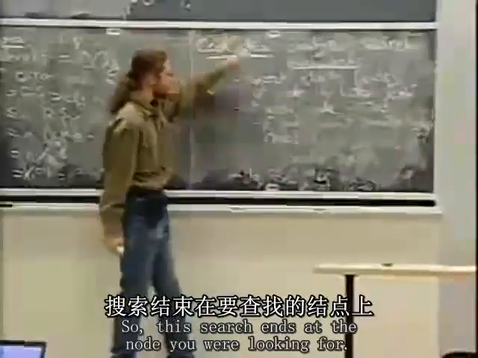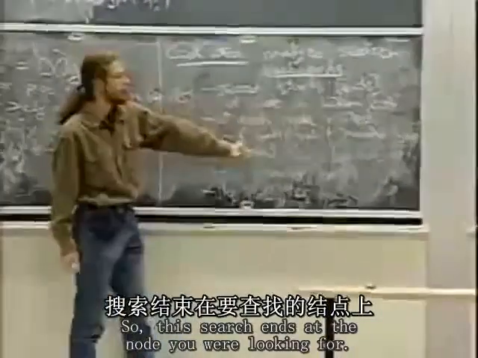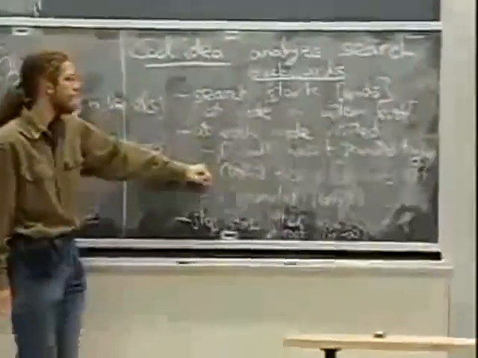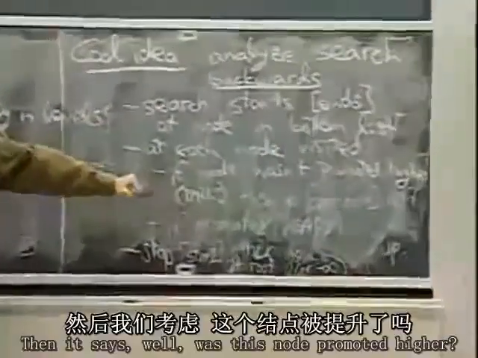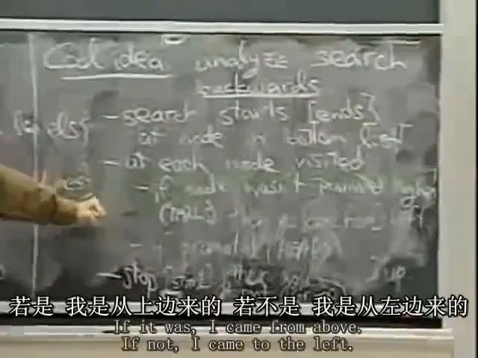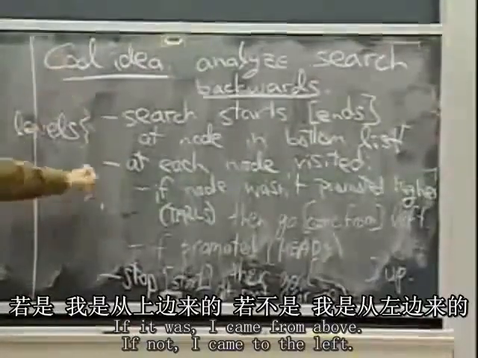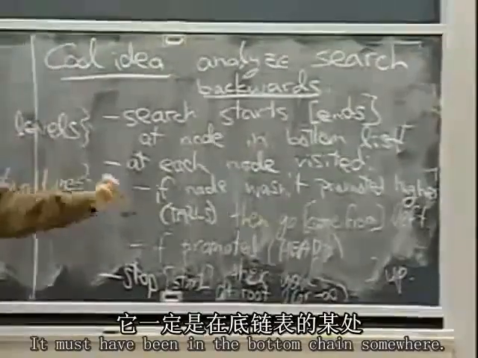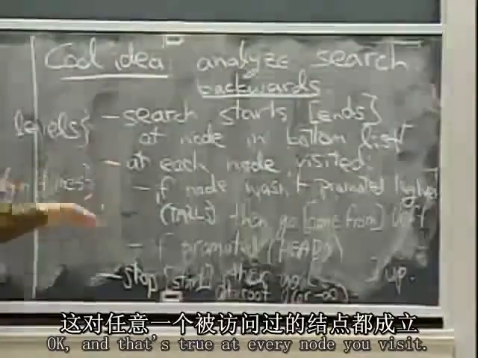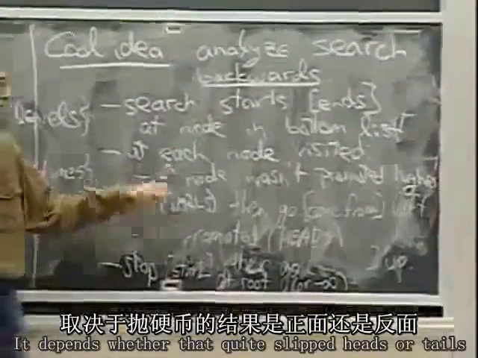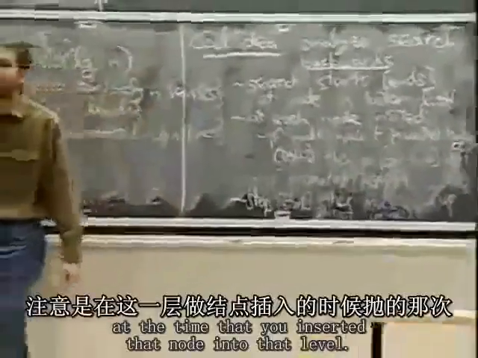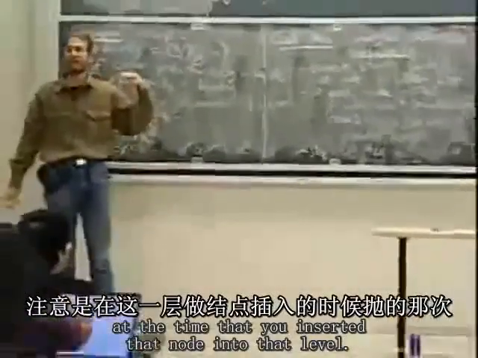So this search ends at the node you're looking for. It's always in the bottom list. And then it says, well, was this node promoted higher? If it was, I came from above. If not, I came from the left. It must have been in the bottom chain somewhere. Okay, and that's true at every node you visit. It depends whether that coin flipped heads or tails at the time that you inserted that node into that level.